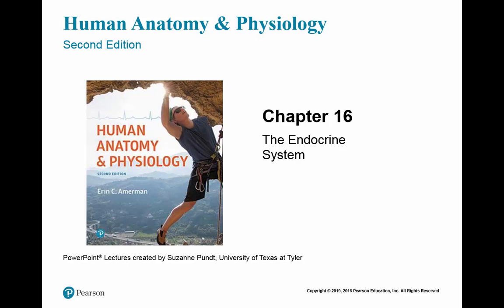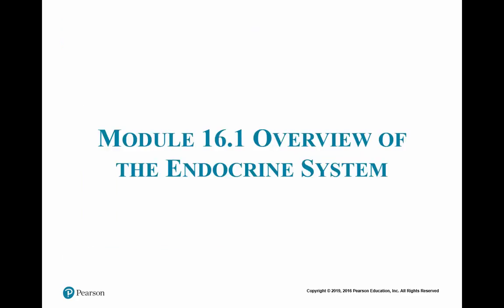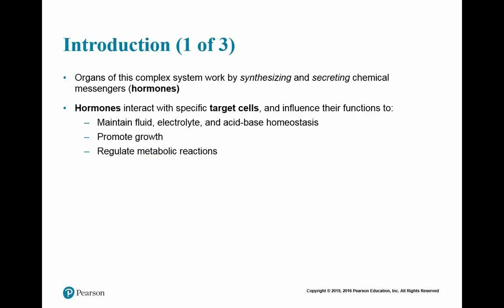Okay, this starts out with Chapter 16, the endocrine system, the first chapter that we're going to do in Anatomy 2, or Bio 202. So to get started, just an overview of the endocrine system. This is a system that works to make and secrete chemical messengers that we call hormones. And then those hormones interact with specific target cells, and it influences the metabolic actions going on in that cell. It changes what the cell is doing.